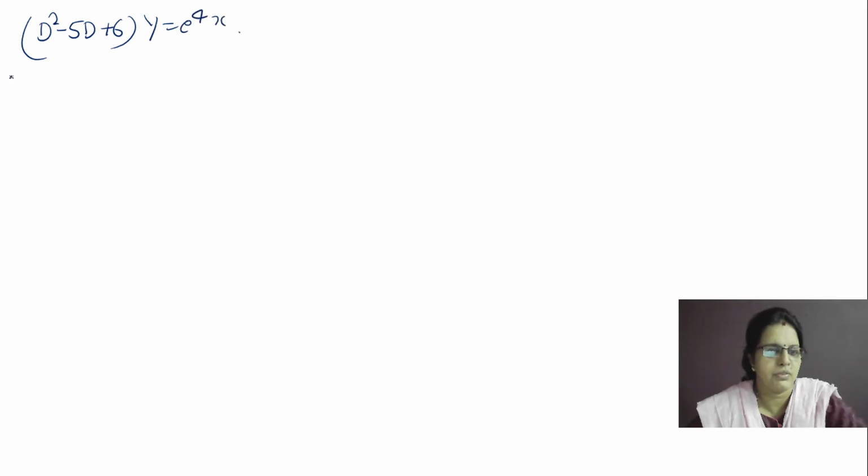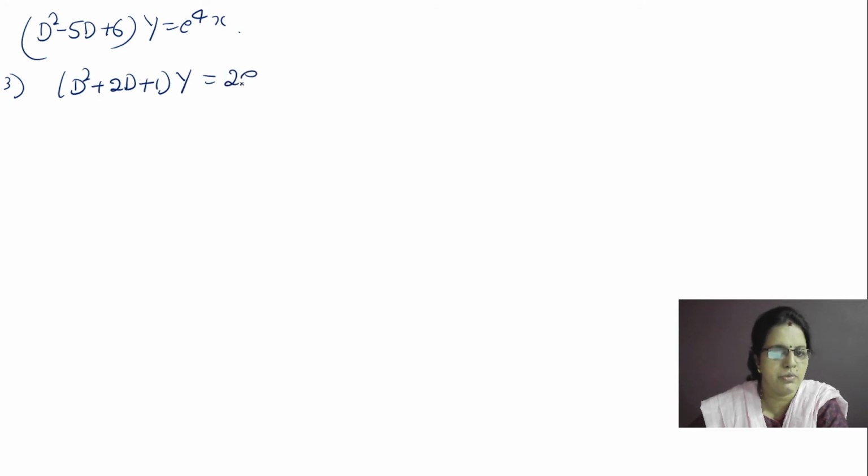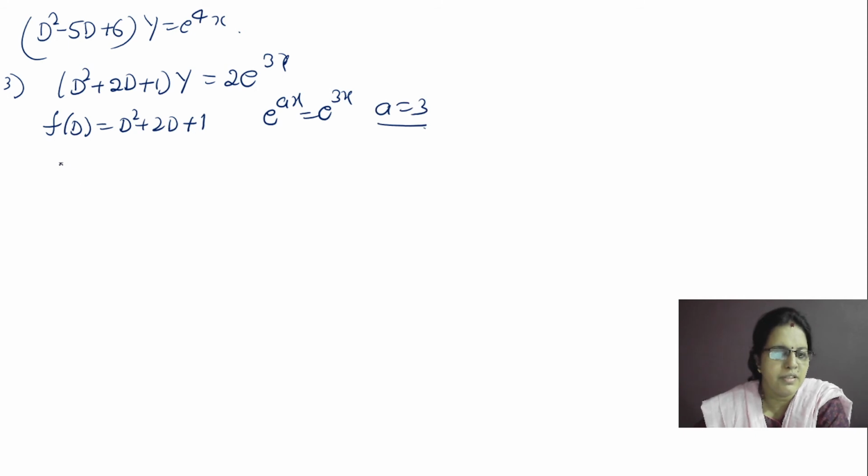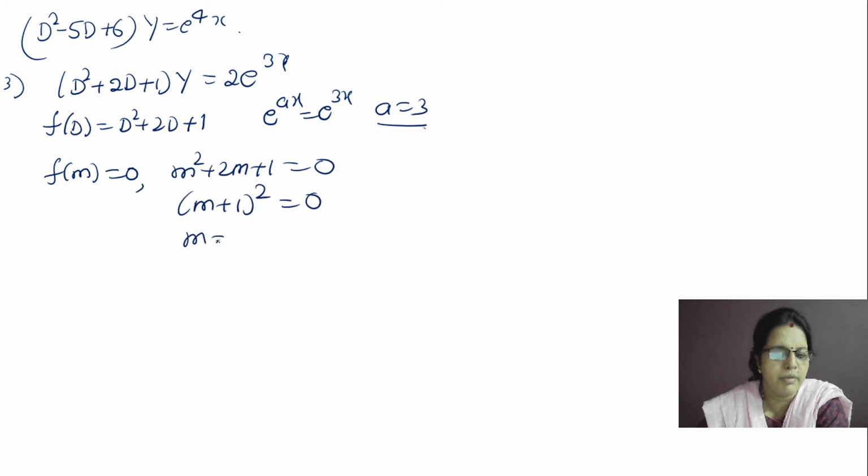You refer to your notes. The third problem, it is different now. D square plus 2d plus 1 into y is equal to 2e power 3x. Now see the function. F of d is d square plus 2d plus 1. And e power ax means e power 3x. So in place of a we have 3. Now the auxiliary equation is f of m equal to 0, m square plus 2m plus 1 equal to 0. That is m plus 1 whole square is 0. So m equal to minus 1 is a root.